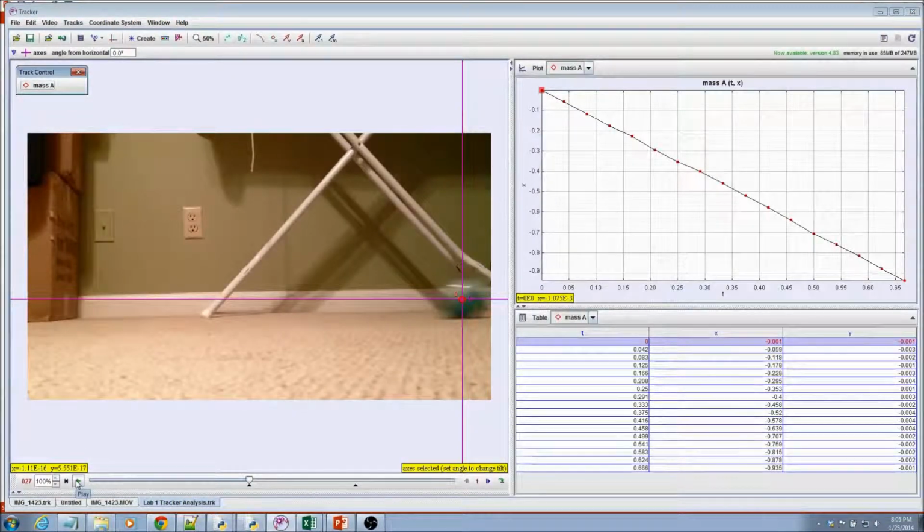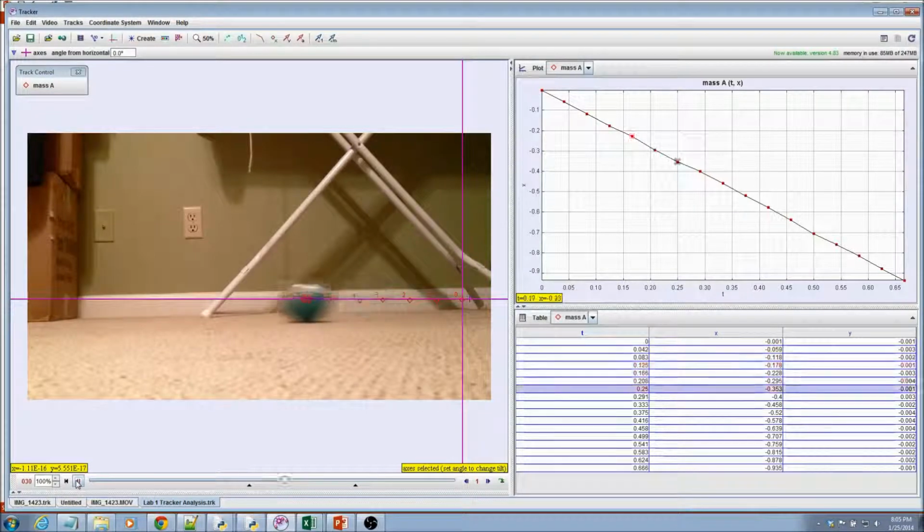The graph at the right side of Tracker shows the object's position with respect to time. The slope of the line, dr over dt, or delta r over delta t, is the velocity of the object. The mostly constant slope of the graph suggests that the ball was moving at constant velocity.